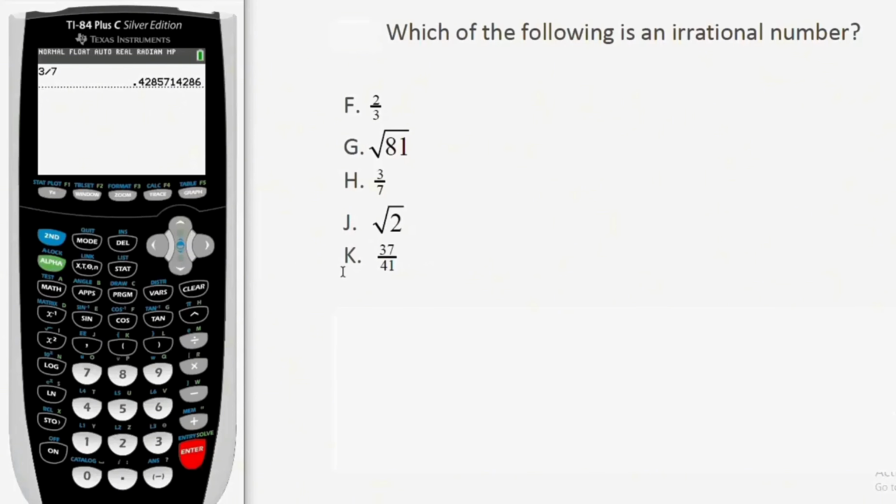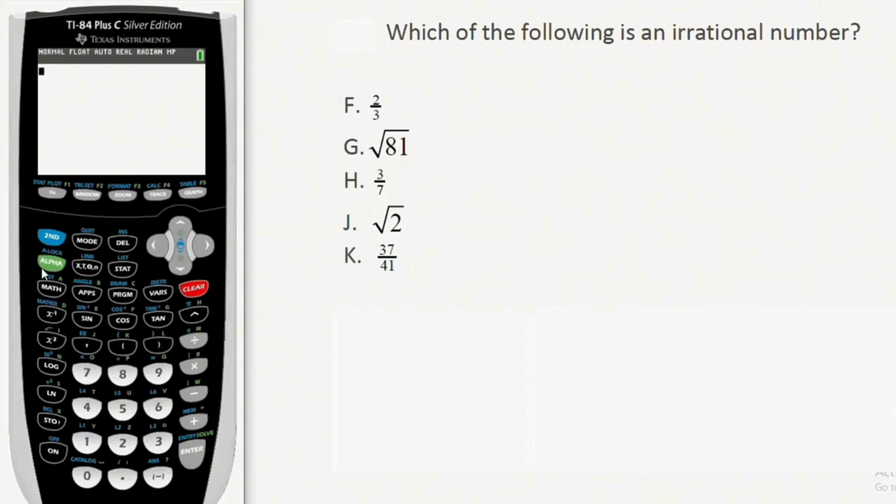So let's check option J, which is square root of 2. Guys, square root of 2 is a solid value. So basically looking at it, it tells us that the correct option is what? Option J. Square root of 2 is a solid value. It will give you a recurring number. Let me show you what I mean by recurring number.